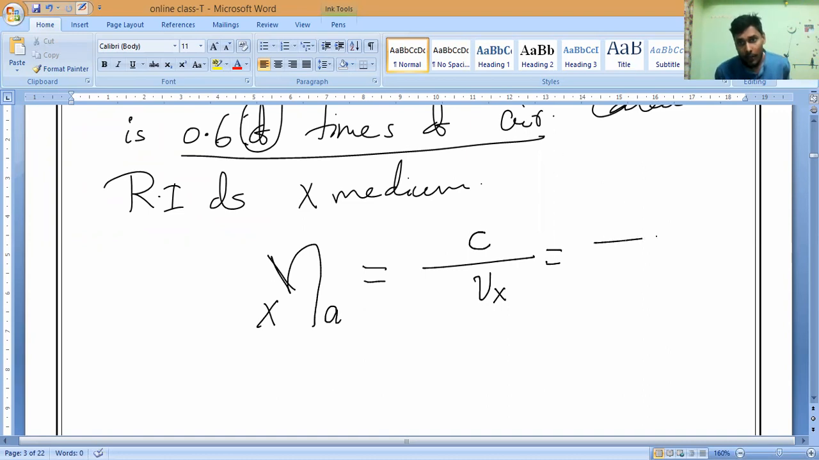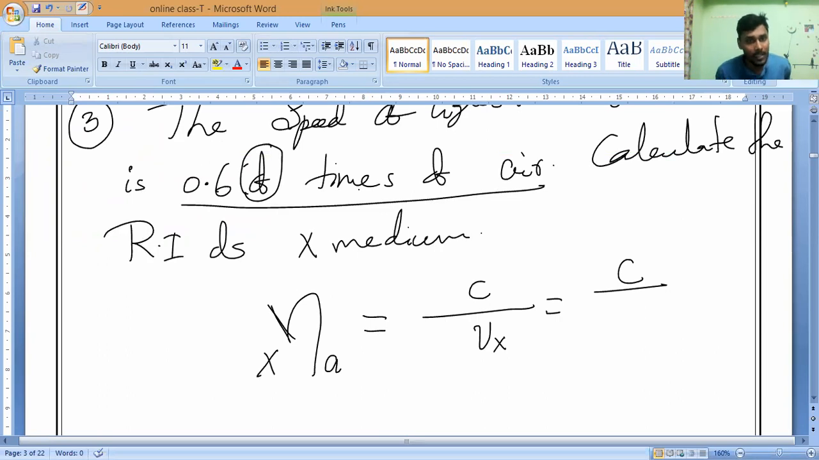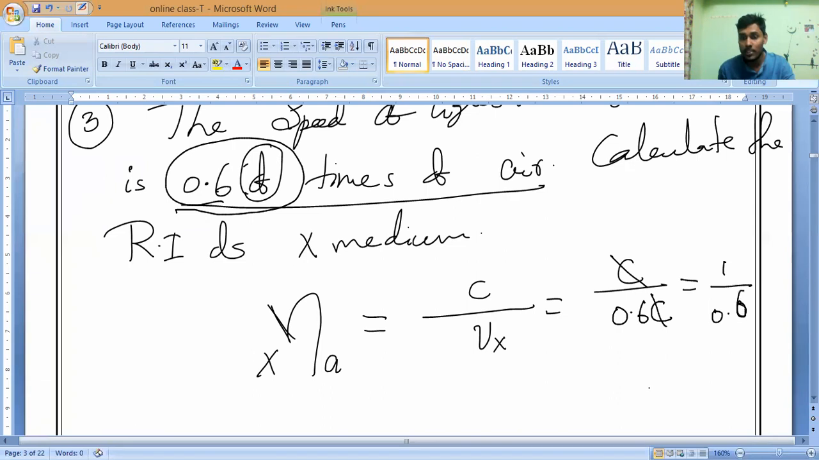We know the speed of light in air is C. Now they have given the speed of light in the given medium. How many times is it, guys? 0.6 times of C. So no need to confuse the values and all. Very simple. So 0.6 times of C. That's all. So C and C will get cancelled. Refractive index is 1 by 0.6, not 0.6. It will become 10 by 6. Do you understand, guys? 1.66.